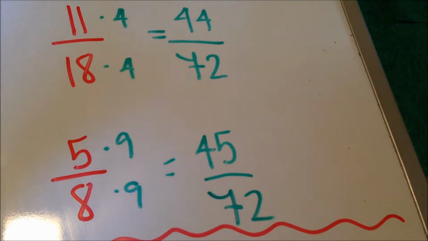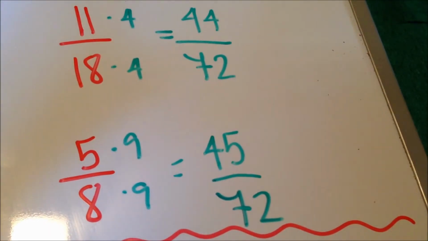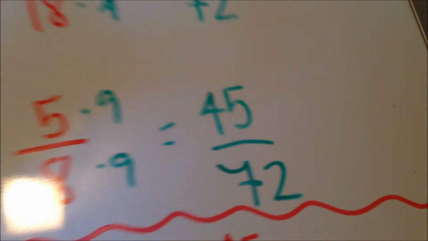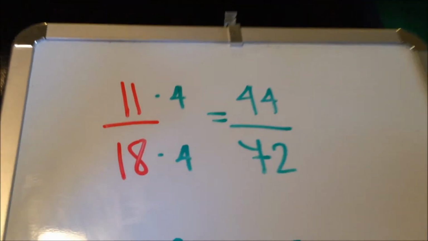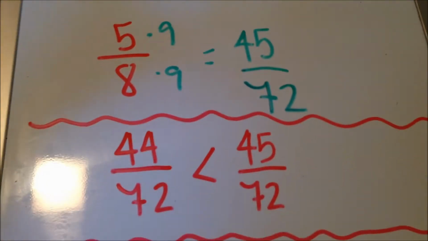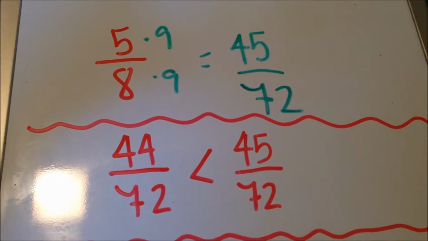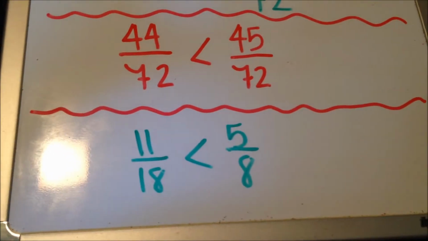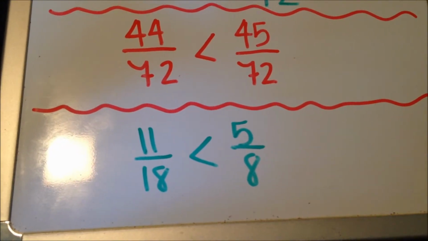Now that the two fractions have the same denominator, you can see clearly which one is larger: 45 over 72. So this fraction is less than this fraction. 44 over 72 is less than 45 over 72. Therefore, our final answer is that 11/18 is less than 5/8.